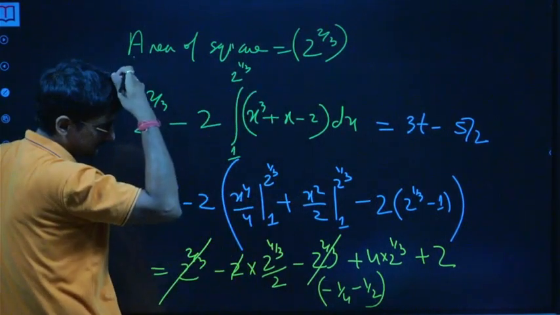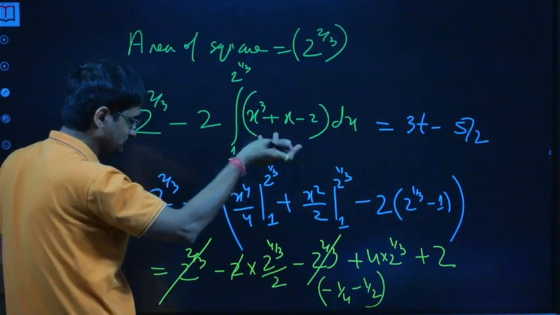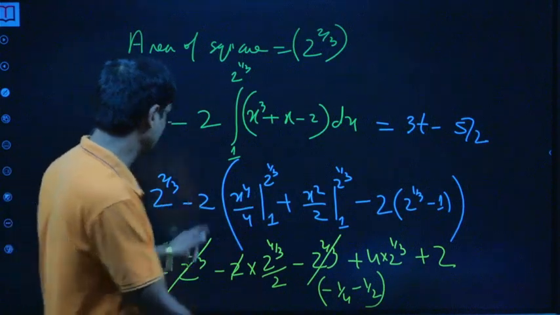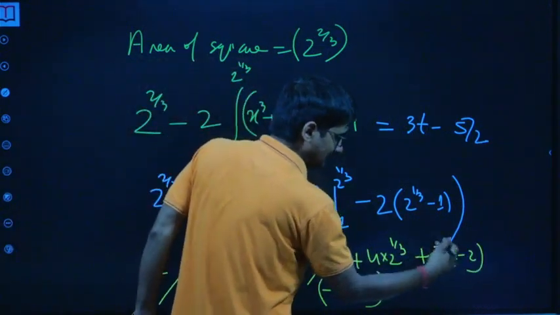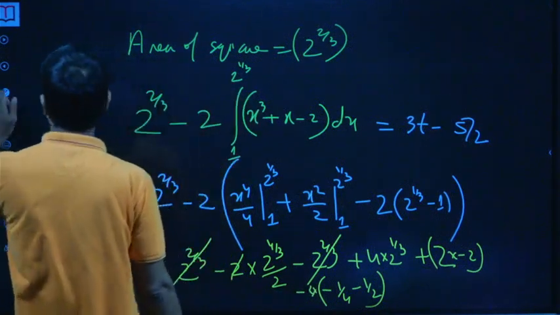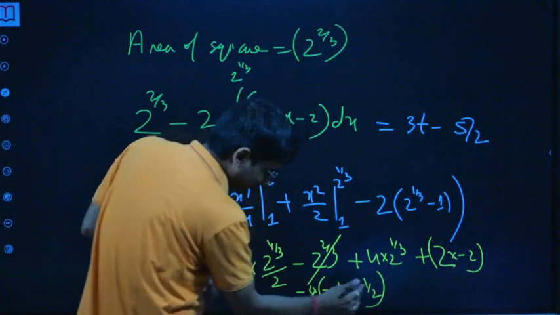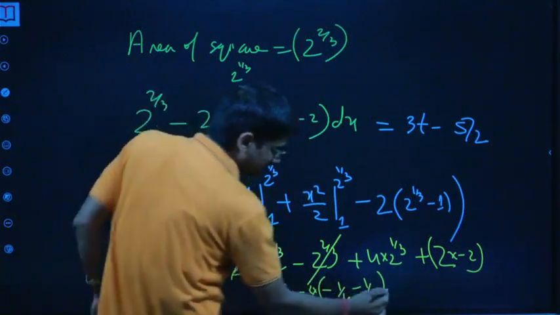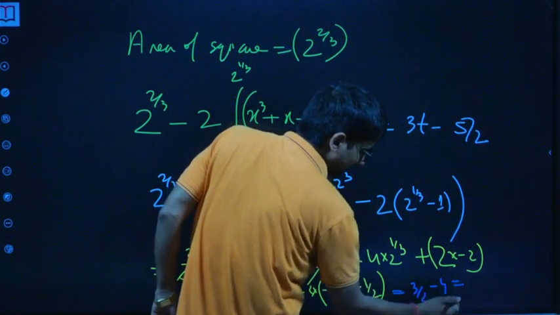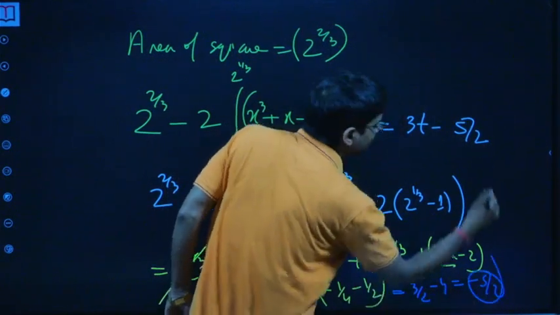plus 2, sorry, plus 2 into minus 2 is minus 4, and this times minus 2, let's see. So this is minus 3 by 4, so plus 3 by 2, and then this is minus 4, so my calculation is right, good, so we got it.